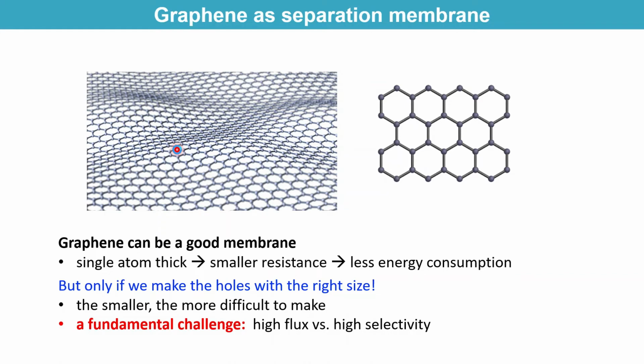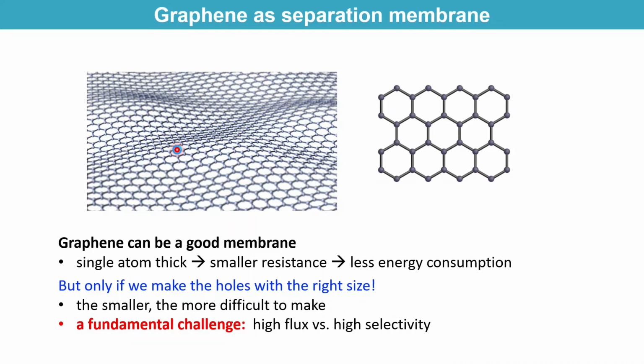Also, when designing a graphene membrane, we are facing a fundamental challenge, and that is this paradox between high flux versus high selectivity. For example, if you make the pore on the graphene membrane too big, then you have a very high flux for a given pressure difference, and hence a very energy-efficient membrane. But both water and ethanol go through, and hence you end up with no selectivity, which is not good.